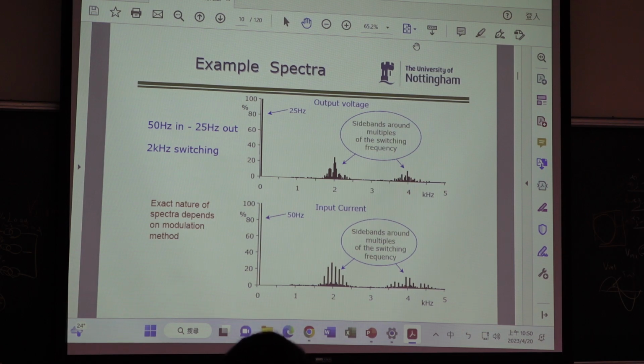So this is the frequency domain. Input is 50 hertz, output is 25 hertz. So this is 2 kilohertz switching. We can see the harmonics is near 2 kilohertz, then 4 kilohertz. So we call this sideband, 2 kilohertz, 4 kilohertz. This is the fundamental. The input is 50 hertz. The output is 25 hertz. So very clear.